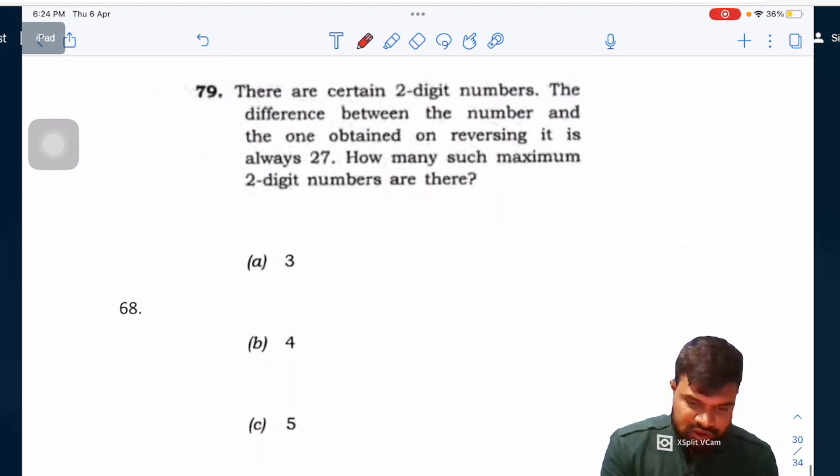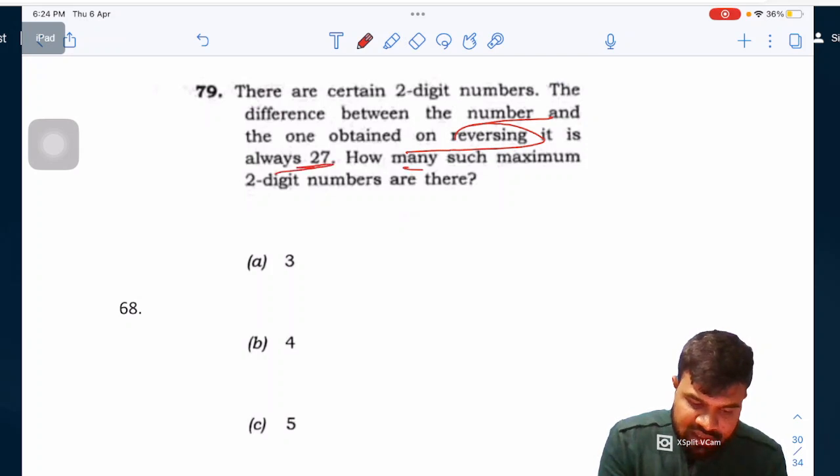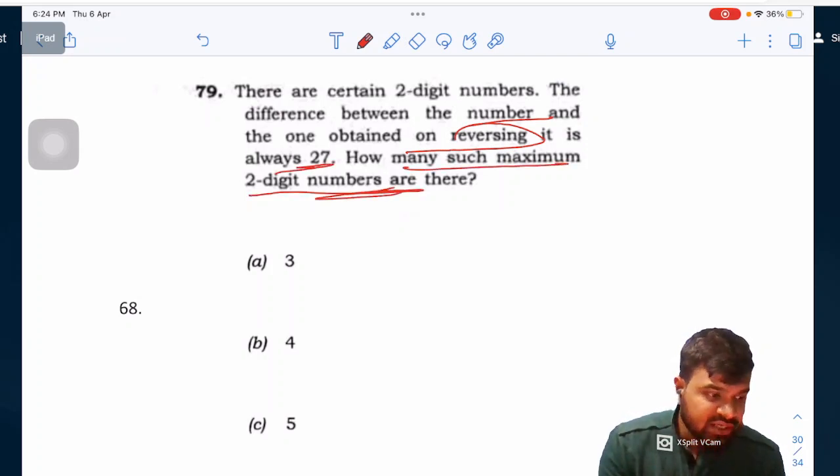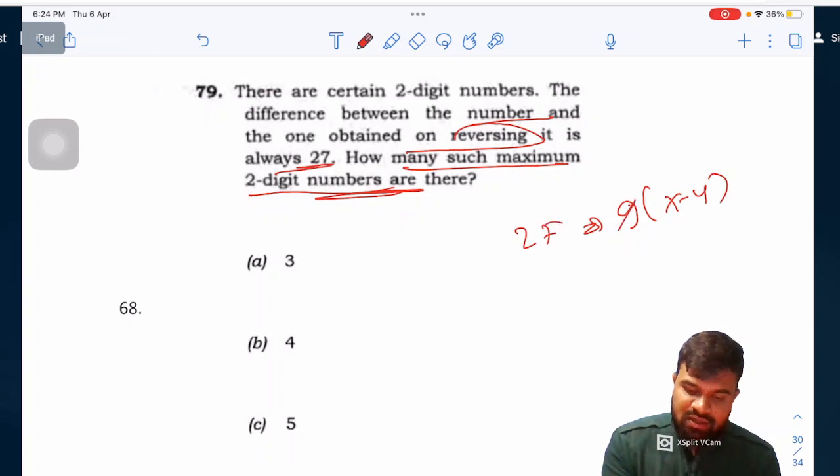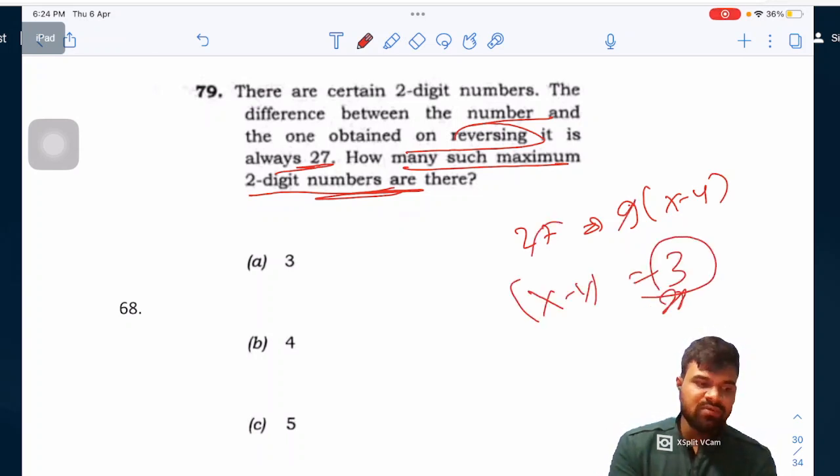Last few questions. There are two digit numbers. The difference between the number and the one obtained by reversing it is 27. How many such maximum two digit numbers are there? Again 27, a similar question on a similar pattern, which will be 9 into (x minus y). Just the difference between the digits will be 3.